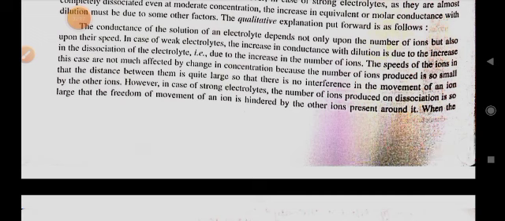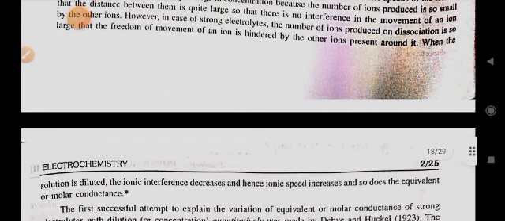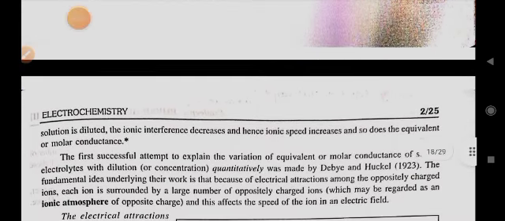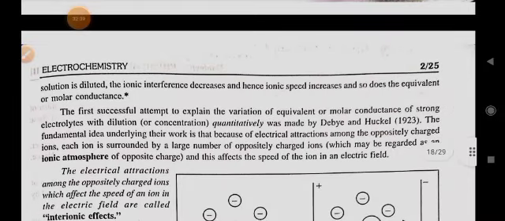The speed of ions is not affected, as the distance between them is quite large, so that there is no interference in the movement of ions by other ions. However, in case of strong electrolytes, the number of ions produced on dissociation is so large that the freedom of movement of an ion is hindered by other ions present around it. When the solution is diluted, the ionic interference decreases and hence ionic speed increases, and so does the equivalent or molar conductance.